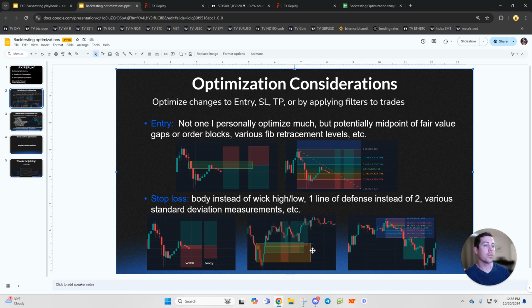And obviously with additional lines of defense, your win rate should go up, but you'll capture more R with a tighter one. So this is just something you can play around with for your stop loss.